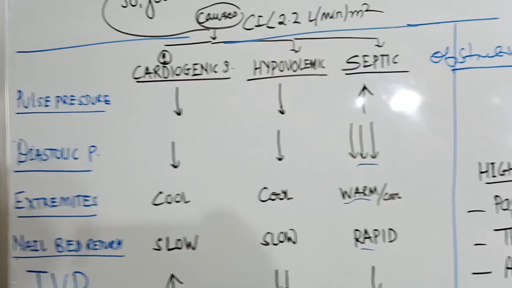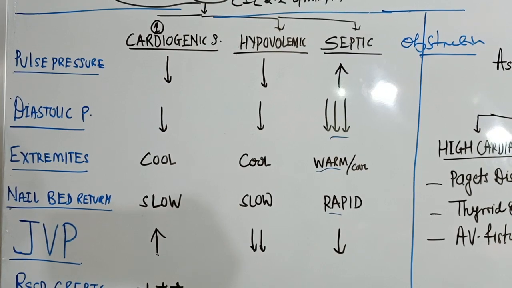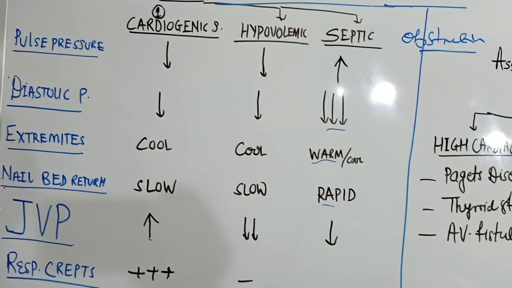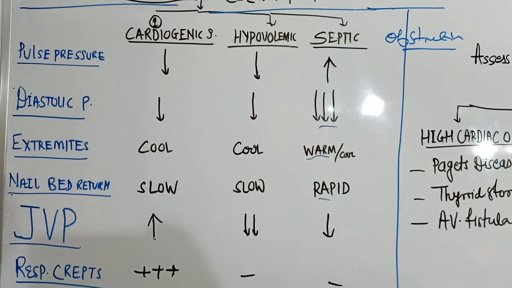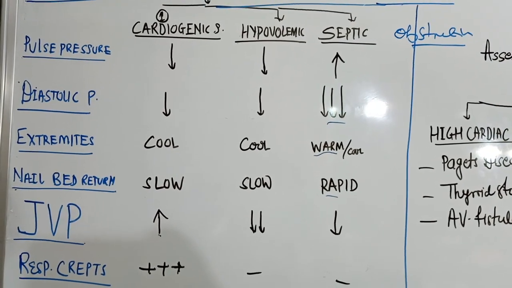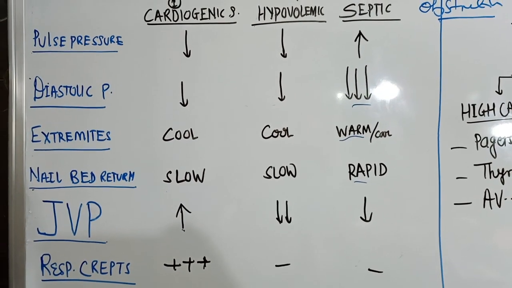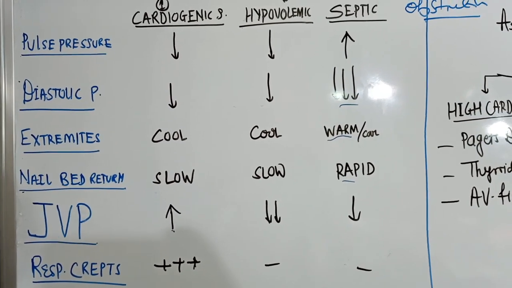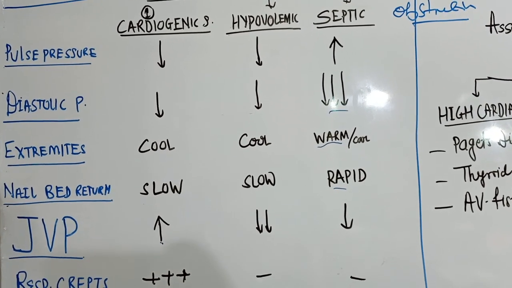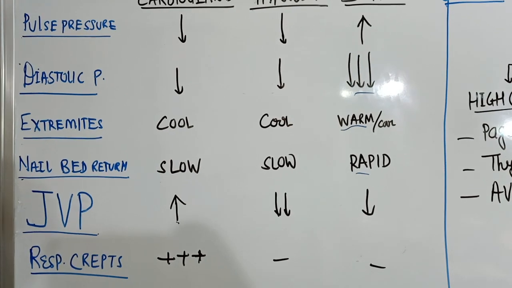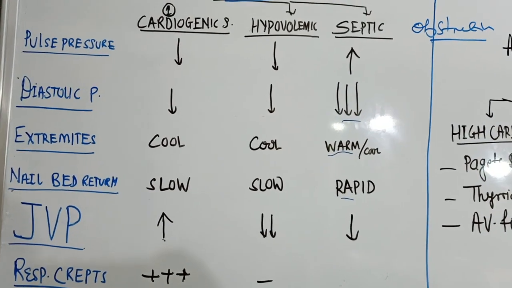So there are basically 4 types of shock: cardiogenic shock, hypovolemic shock, obstructive shock, and septic shock. But we will discuss cardiogenic shock, hypovolemic shock, and septic shock here. So how are these clinically differentiated? Pulse pressure is usually less in cardiogenic shock and hypovolemic shock, and it can be more in septic shock. Diastolic pressure is less in cardiogenic shock and hypovolemic shock. It is very much less in septic shock.